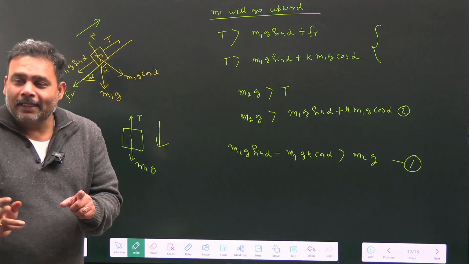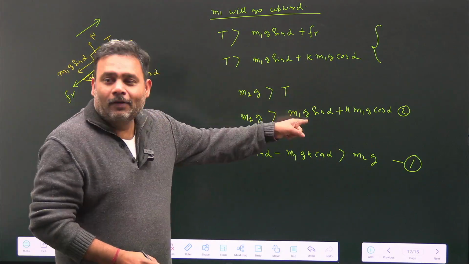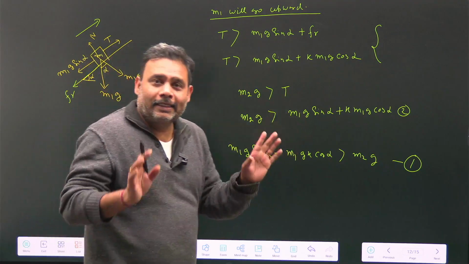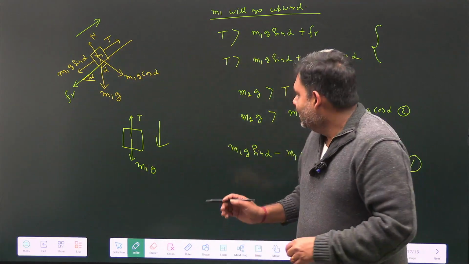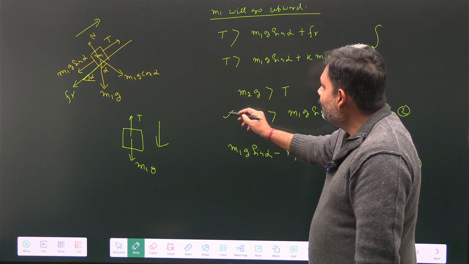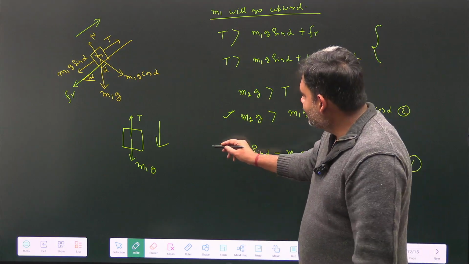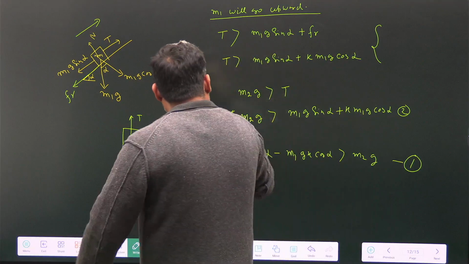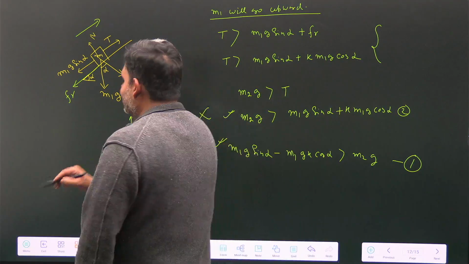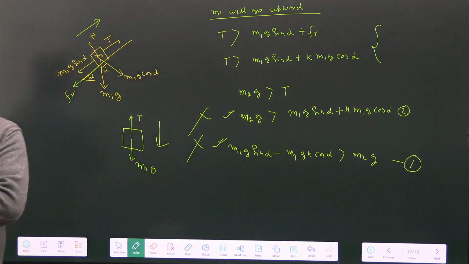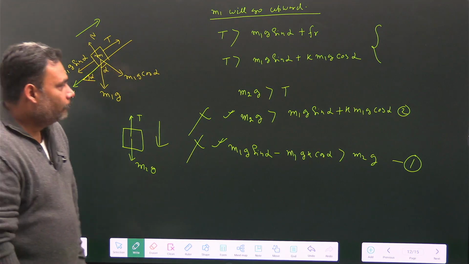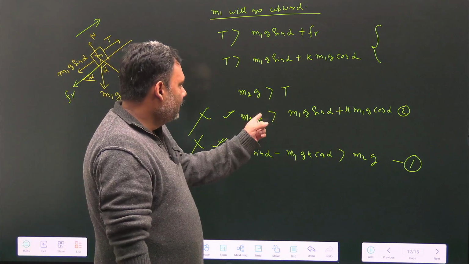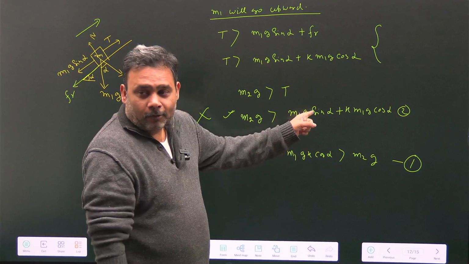Now what do you have to see? This should not happen, and this should not happen. This is very important. If this is going to happen, there is motion. What we have to do is, we want neither this condition nor that condition. So what will be the condition? Obviously, if it is more than this, what will happen?